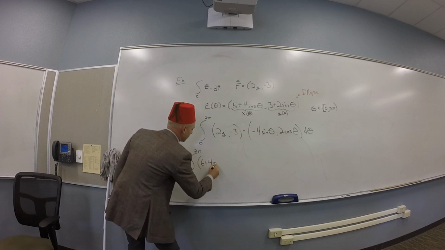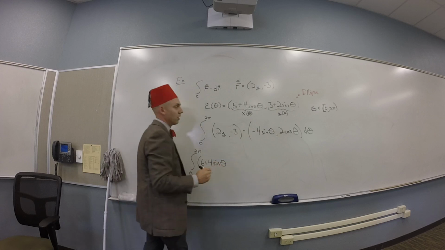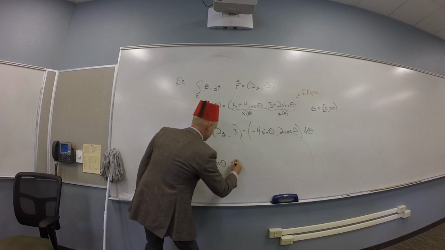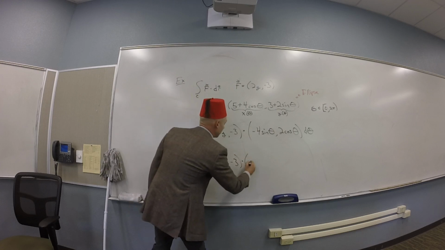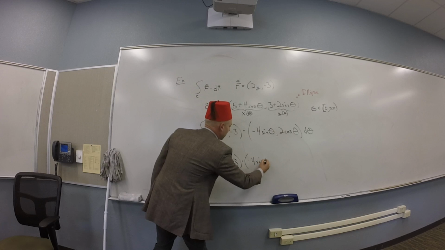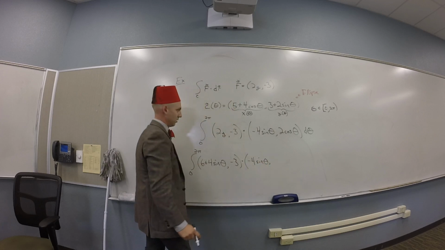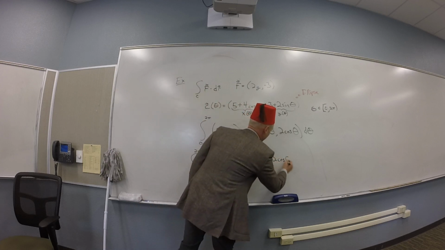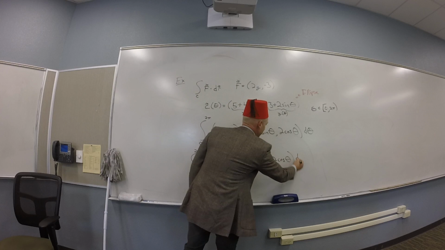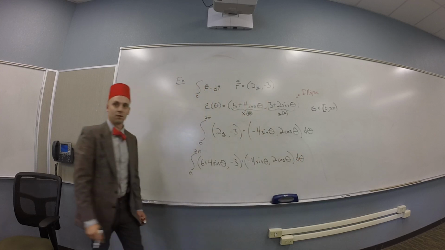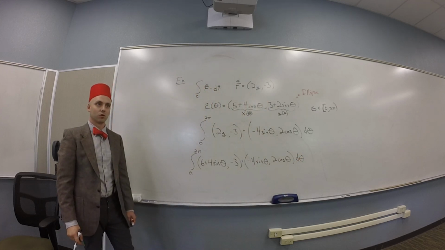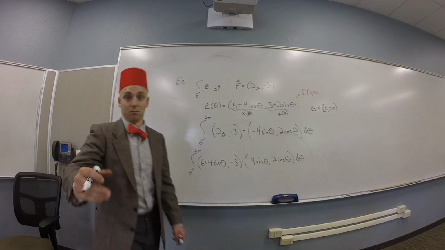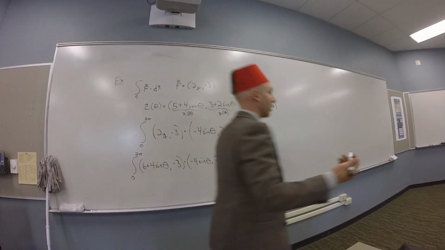6 plus 4 sine theta, comma negative 3, dotted with negative 4 sine theta, comma 2 cosine theta, d theta. Cool? All right, then what? Do the dot product and then integrate, right?